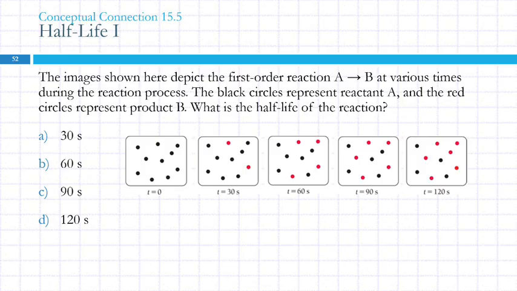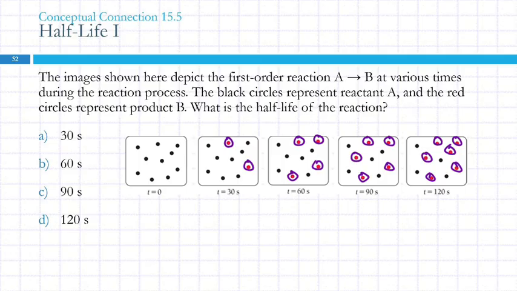The images here are showing a first-order reaction, A to B, at various times. Now, this is where, on the slides, it uses color, which doesn't work so great on the printed page. So what you might want to do is draw a circle around the red ones on your paper so that you can see what's going on. Note to self, I need to change this slide. So the black circles represent the reactant, the circled circles represent the product.